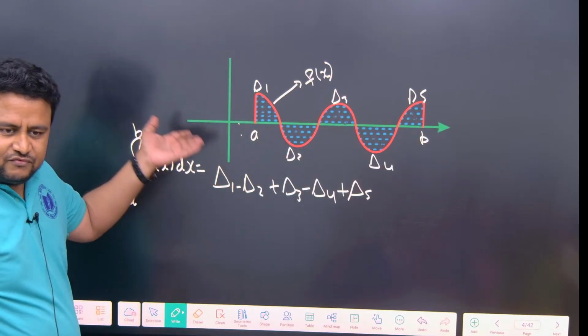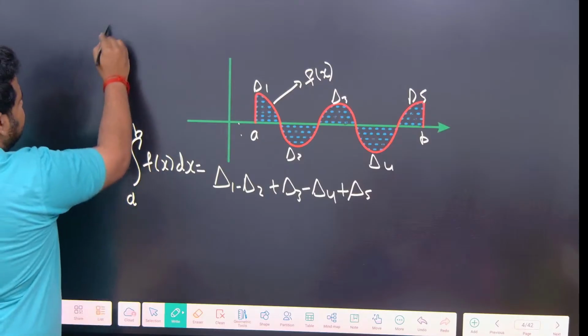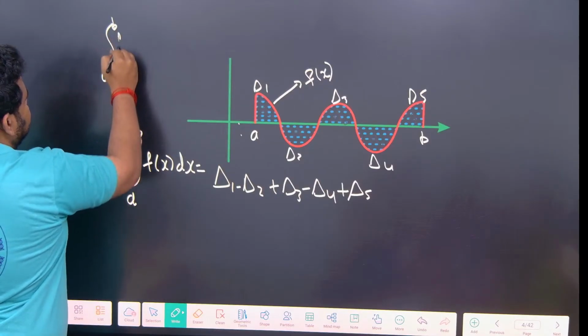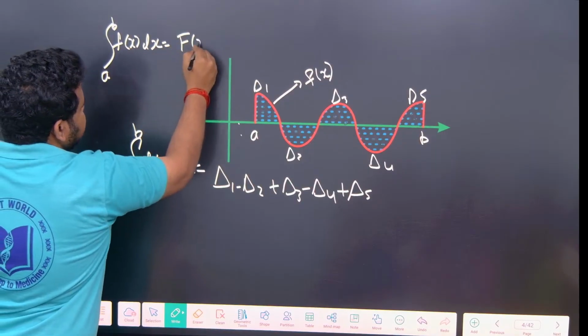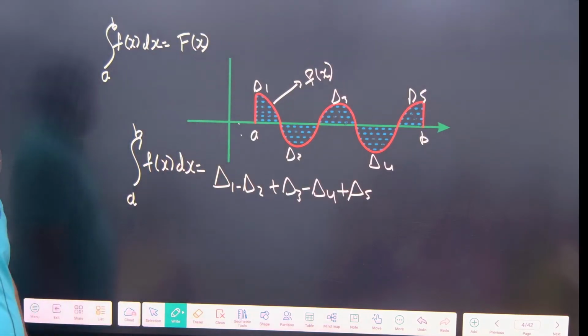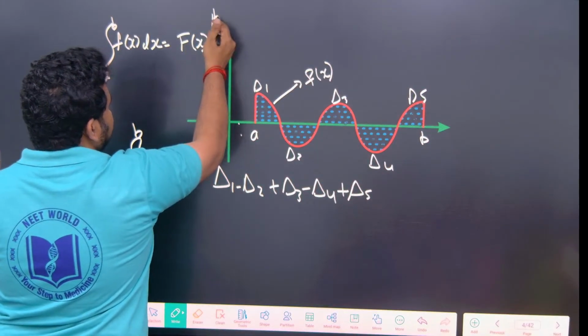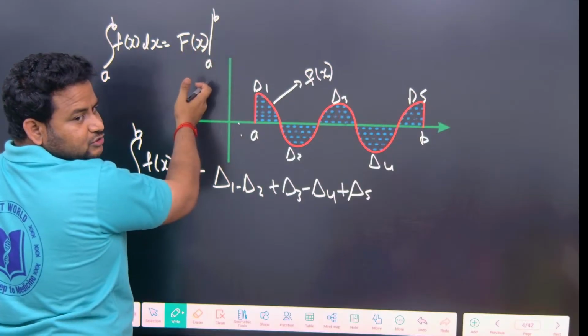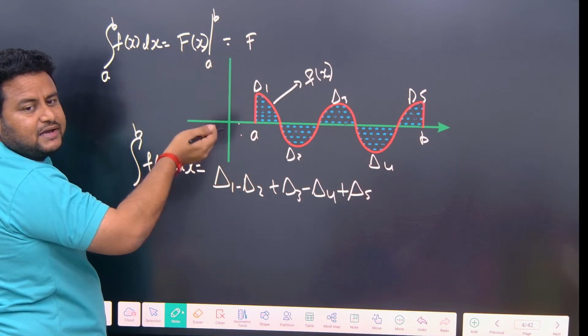That's all is the meaning of definite integration. Now suppose I write the integral from A to B of f of x dx, and you get capital F of x as the answer. You will write the interval A to B. Here B is called the upper limit, A is called the lower limit, which you know. So this can be written as F of the upper limit minus the lower limit.